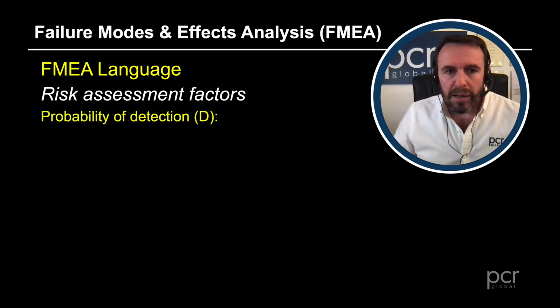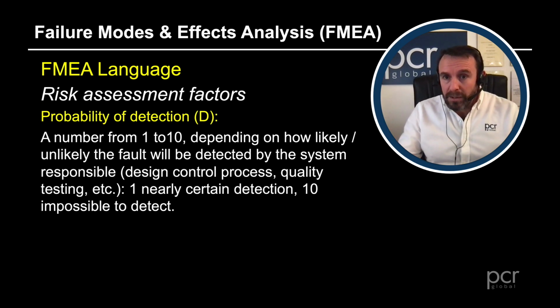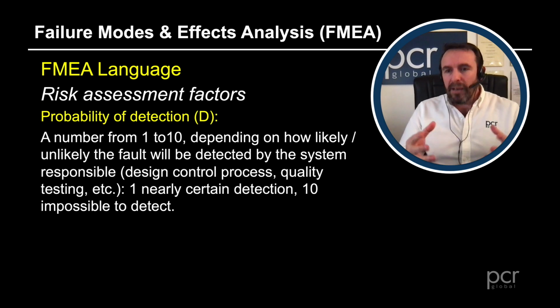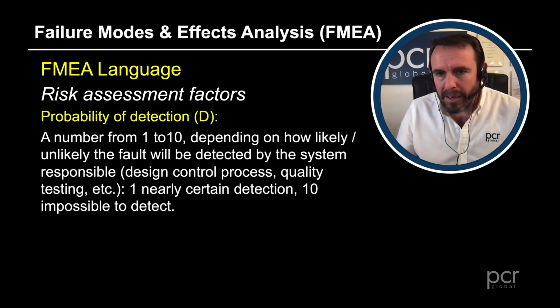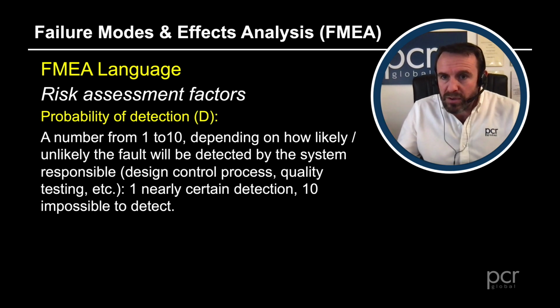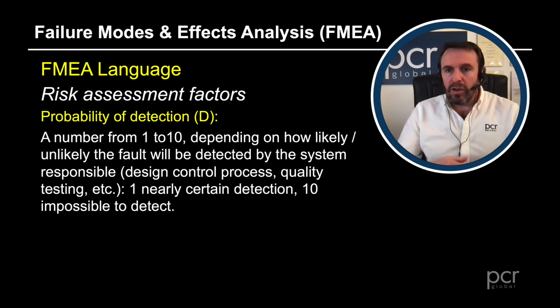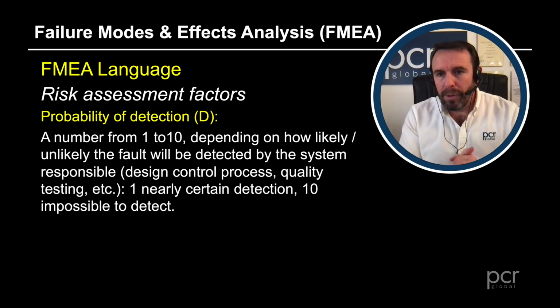We also look at the probability of detection. So a number from 1 to 10, again, can be 5, depending on how likely or unlikely the fault will be detected by the system responsible. So whether it is the design control process, will it get identified within there? The quality testing, will it get picked up in there? This could be audits, it could be checklists, it could be daily briefings, but we're talking about the probability of detection.